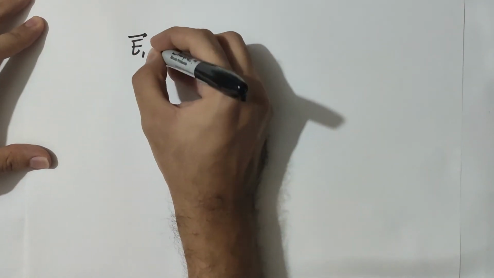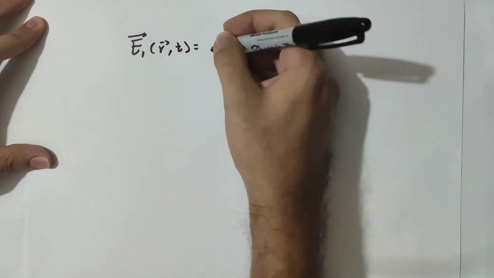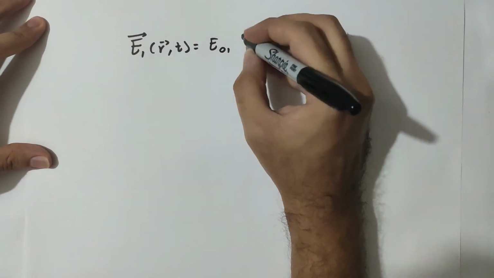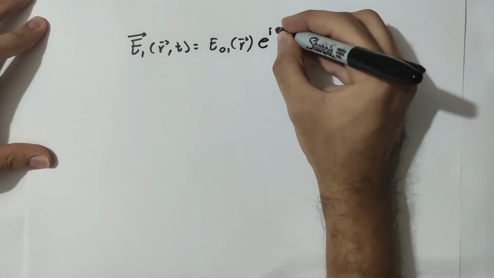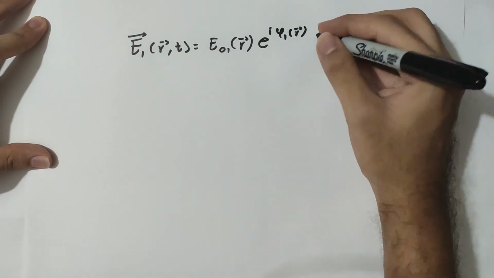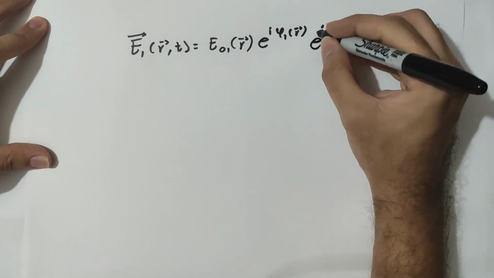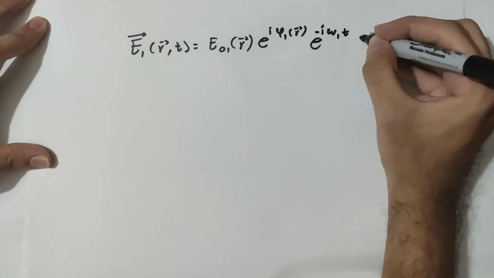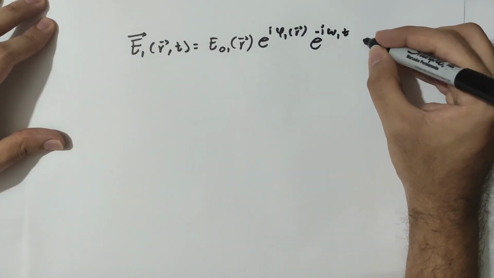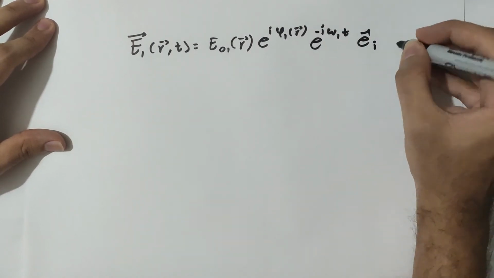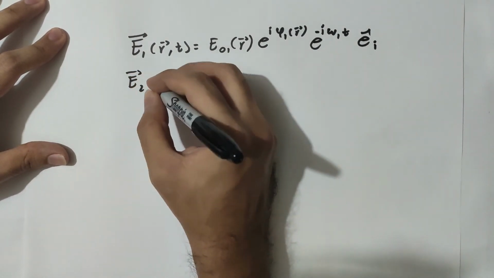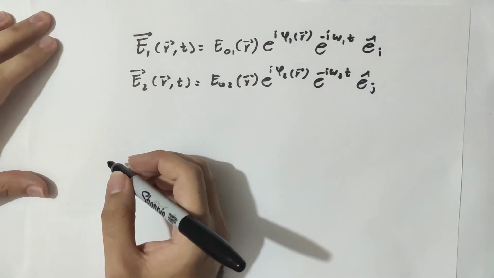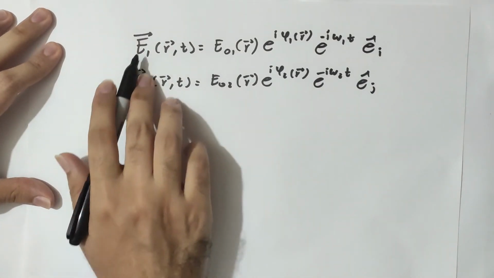So in order to do that, let's consider the two electromagnetic waves to be two harmonic waves with linear polarization. That is, E1 is equal to an amplitude at the position r times a phase at that point times a temporal phase. So this is the first electric field, and it is linearly polarized, so this vector represents the polarization of this electromagnetic wave. The same for the second one. Now we calculate the time average of the multiplication.